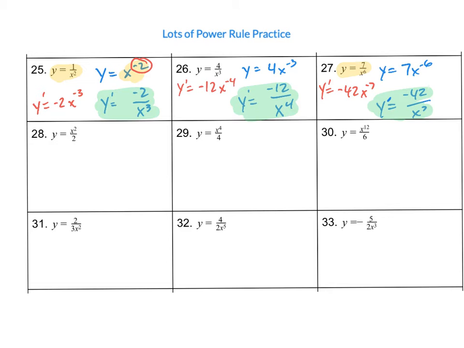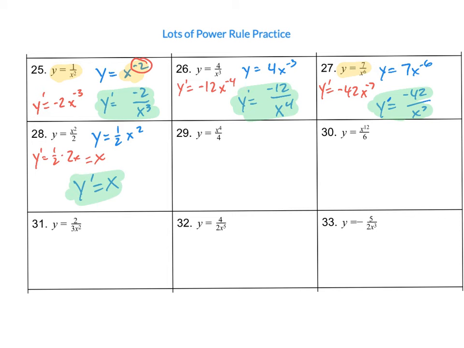Now, you handle 28 through 30 in a different way, because these functions do not include negative exponents. So when I rewrite this, I'm going to write it as a constant multiple. This is actually just 1/2 times x squared. So I write it that way first, and then when I do that derivative, y prime is going to be 1/2 times 2x, because I bring the power down, which turns out to be just x. The derivative of x squared over 2 is just x.